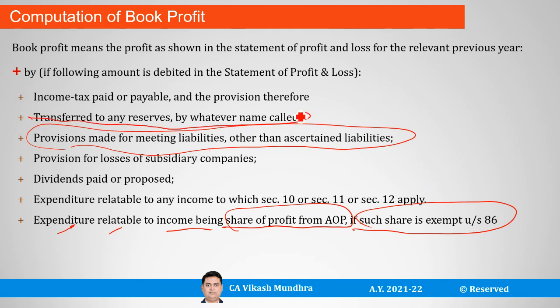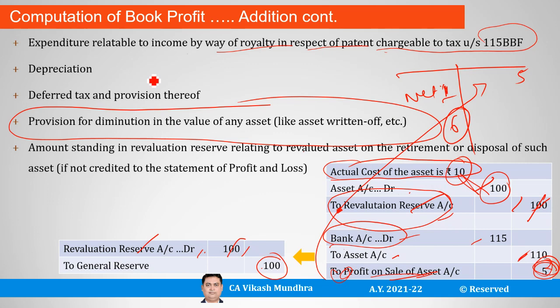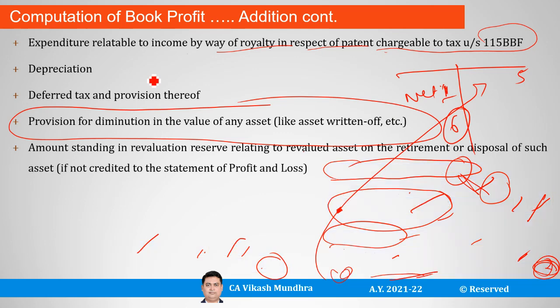Transfer to any reserve by whatever name called, if the following amount is debited in the statement of PL account. Here, can you say the amount of rupees 100 was transferred to general reserve? That's fine, but it is transferred by debiting PL account. No, it was transferred by debiting revaluation reserve account. So nothing is required to be added back.